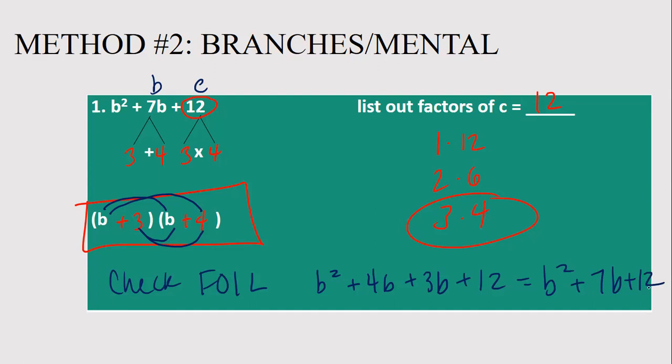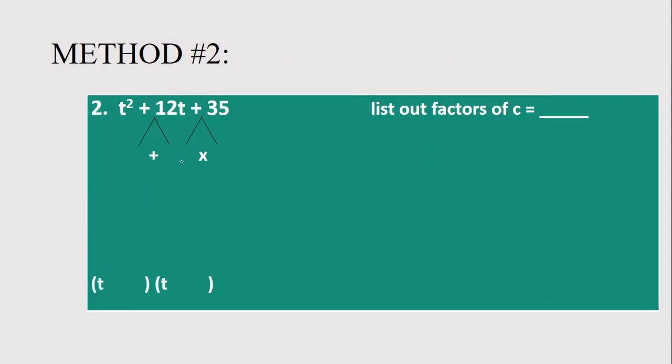Yes? Okay, so step 1 is to list out our factors of our C. Step 2 is to determine which one adds up to be the coefficient of our B, right? Got it? Step 1, we start here. Step 2. Are you ready to do it? Here we go. Here's yours. T squared plus 12t plus 35.